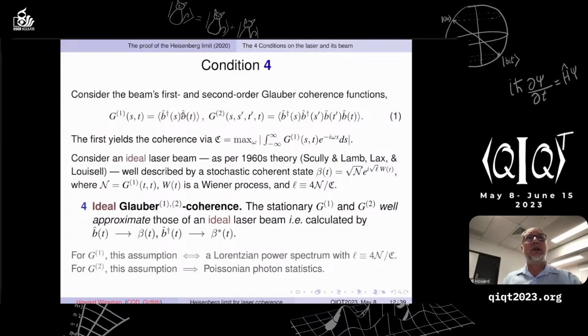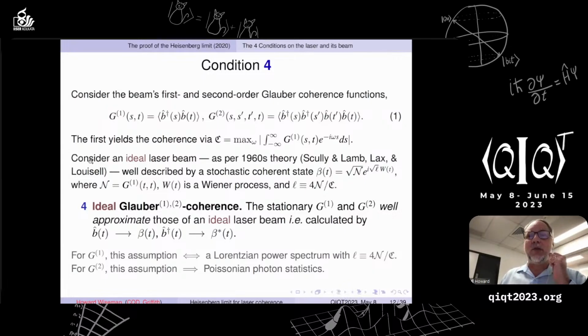The first one is all that you need to work out the coherence of the beam. With the assumption that it's a stationary beam, the coherence is just given by the spectral peak. I take the Fourier transform of G1, and that gives me the power spectrum of the laser beam. Then I ask, what is the maximum over frequency of that power spectrum? That is exactly the coherence as defined earlier. We'll get to G2 in a little while. So that's the first background we need.